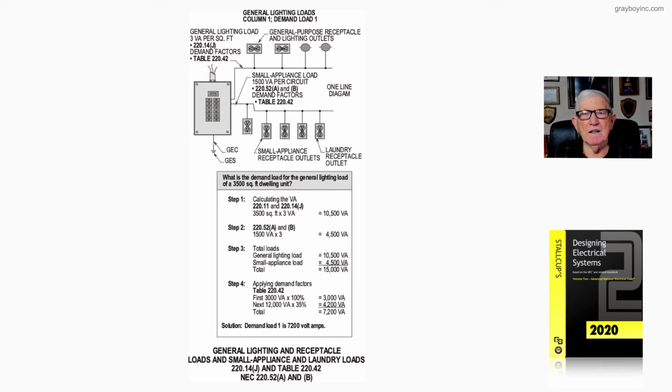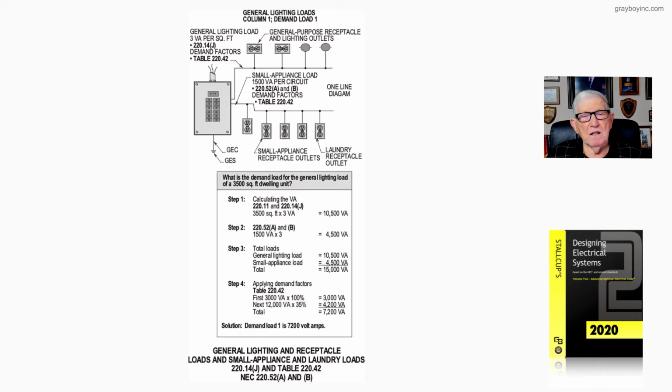Now the general lighting load, we can put receptacles on it, cord and plug connected appliances. We can cord and plug connect the items that are listed there. And then we could have lights also on this general purpose. So we have our receptacles, and then we have our small appliance circuits of 220.52A and B, and the demand factors again can be applied in accordance with table 220.42. So let's look at the calculation.